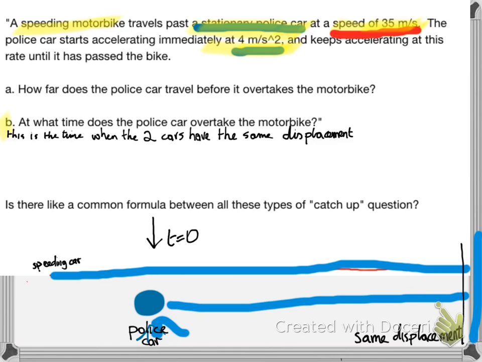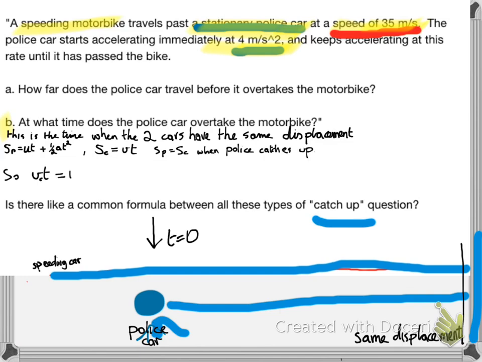So let's identify the displacement of each vehicle. Let's use S_P, the displacement of the police car, and because it's accelerating, we're going to use the rule ut plus half at squared. S_C is the displacement of the bike, which is travelling at constant velocity with no acceleration, so it's just velocity times time. Now, when they catch up to each other, we will have these displacements equal to each other, when the police car catches up to the bike. So we substitute in our parts.